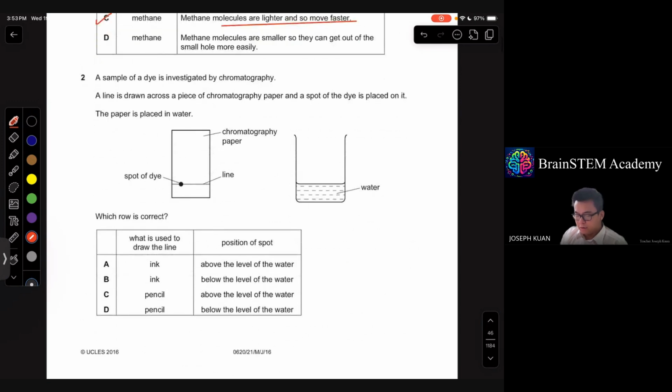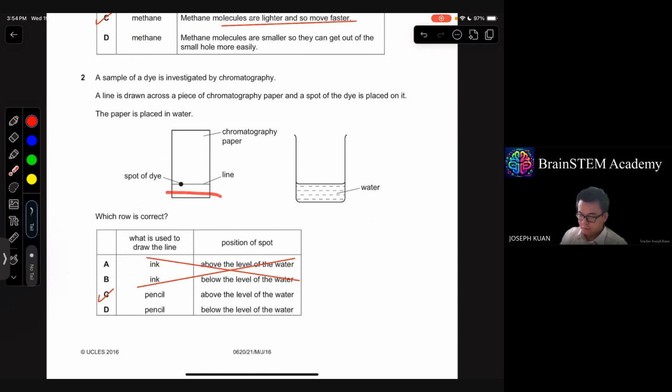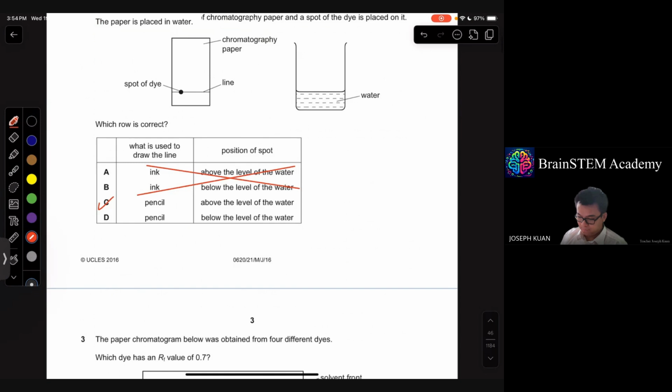Moving on, number 2. A sample of a dye is investigated by chromatography. A line is drawn across a piece of chromatography paper and a spot of the dye is placed on it. The paper is placed in water. Which row is correct? What is used to draw the line is actually pencil, while the spot must be above the level of the water. Right, so the answer is C.